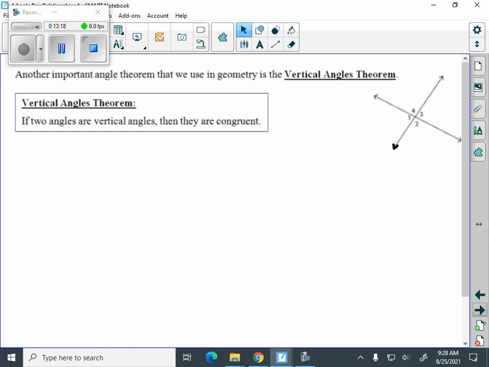So if we flip over here to the back, another important angle theorem is the vertical angle theorem. And when we finish with this problem here, it says if two angles are vertical. So if you can identify that something is vertical, that means that they're congruent. And then when we look at the measures of those angles, they are equal.